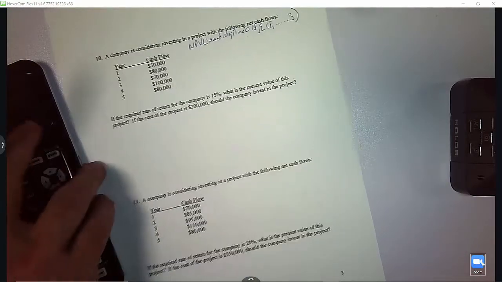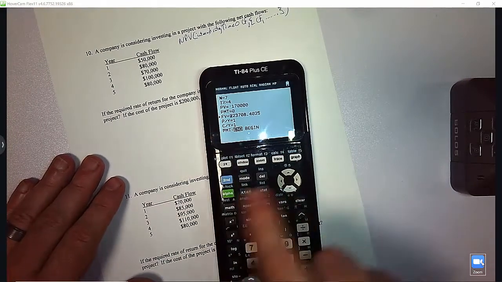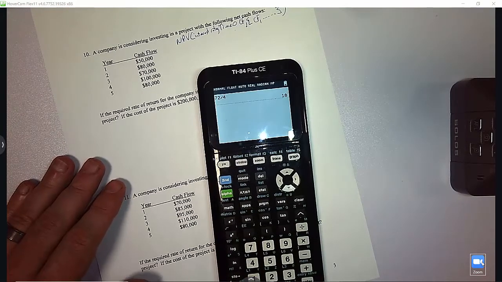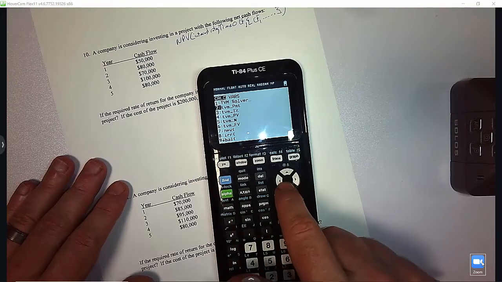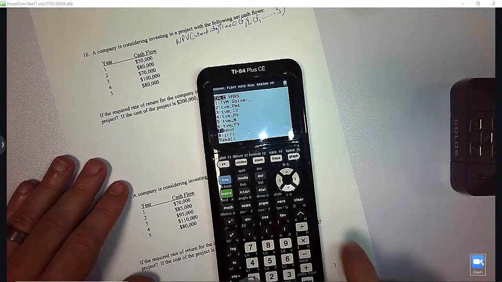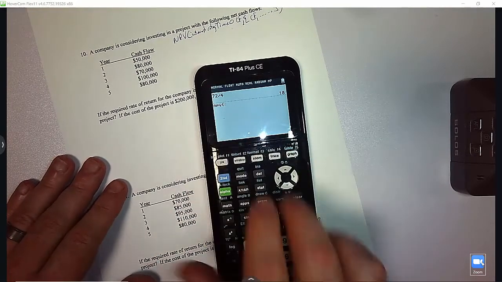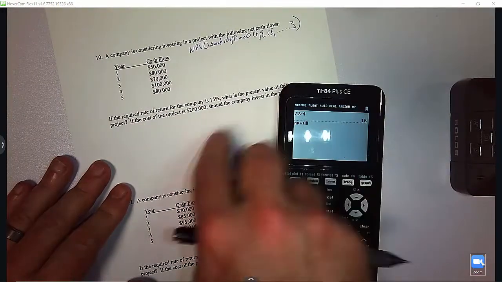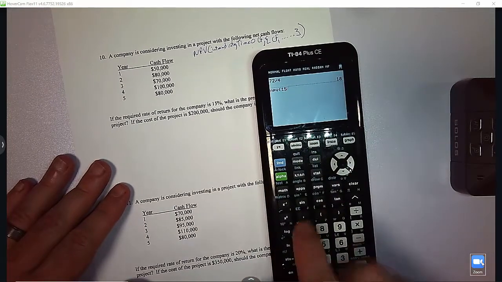Okay. So in this case, what I'm going to do is go to on, and I want to get out of this screen. So I get out of that screen. Here we go. All right. I want to go to apps, and then 1 for finance, and then I'm going to scroll down to 7. So 7 is NPV. Okay. I'm going to press enter, and it gives me NPV, open parentheses. I'm going to go up here. My interest rate is 15%, so I'm going to put that in as a whole number, comma.